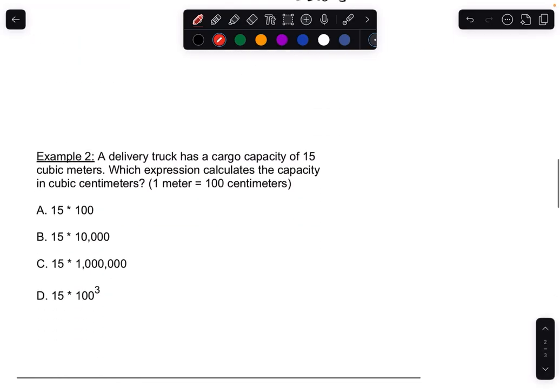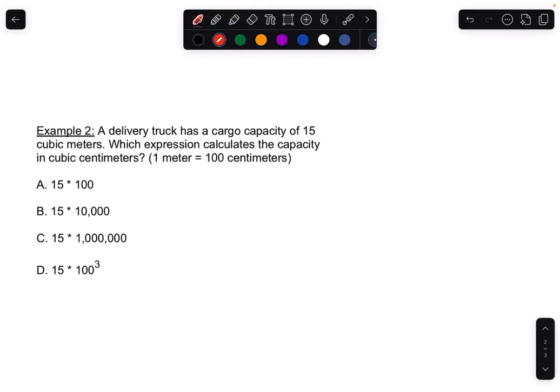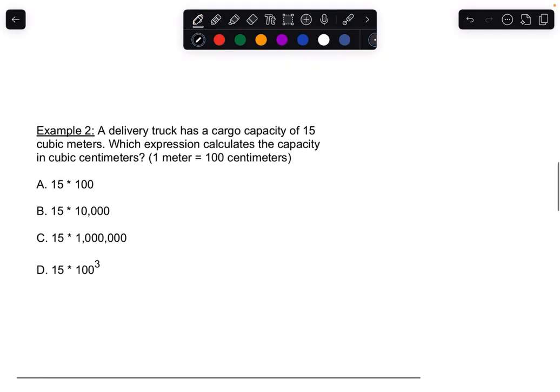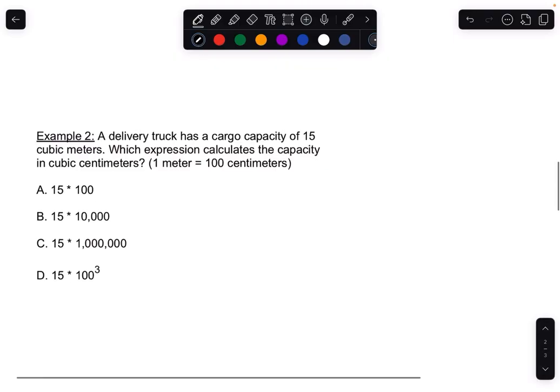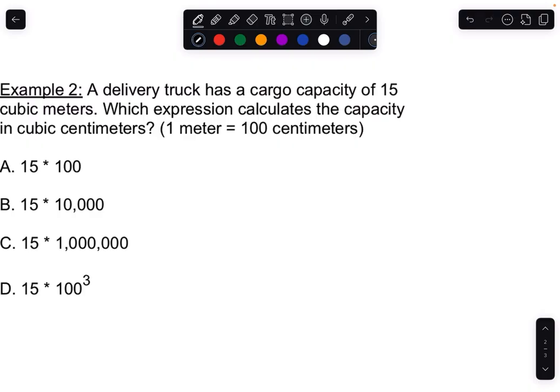All right, number 2. A delivery truck has a capacity of 15 cubic meters. Which expression calculates the capacity in cubic centimeters? So thankfully, we're working with just one unit now. And you're starting off, this is interesting, we're starting off with cubic meters.